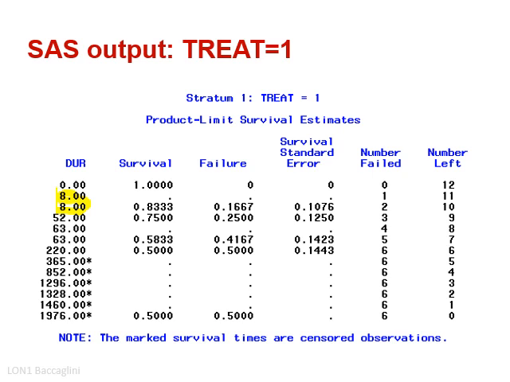What's the probability of surviving at least 8 days? This is 83.3%. The probability of surviving at least 220 days is 50%. This is also the same probability of surviving 365 days or more.